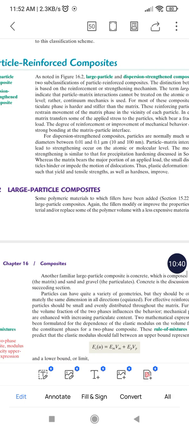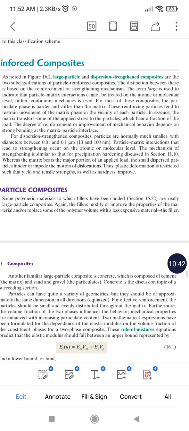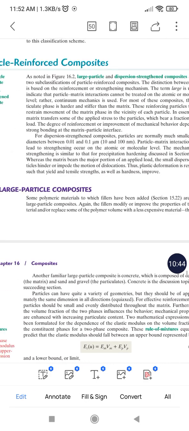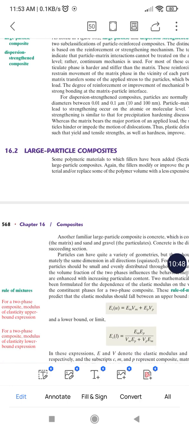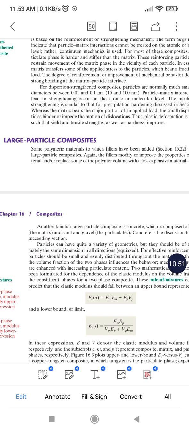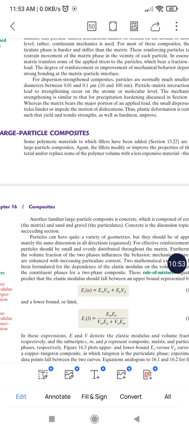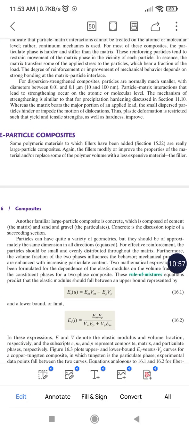So I have already said particle reinforced composites are divided into large particle and dispersion strengthened composites. Large particle composites contain large particles inside the matrix. Examples are concrete. Here many examples are written. You have to read it and remember those names.